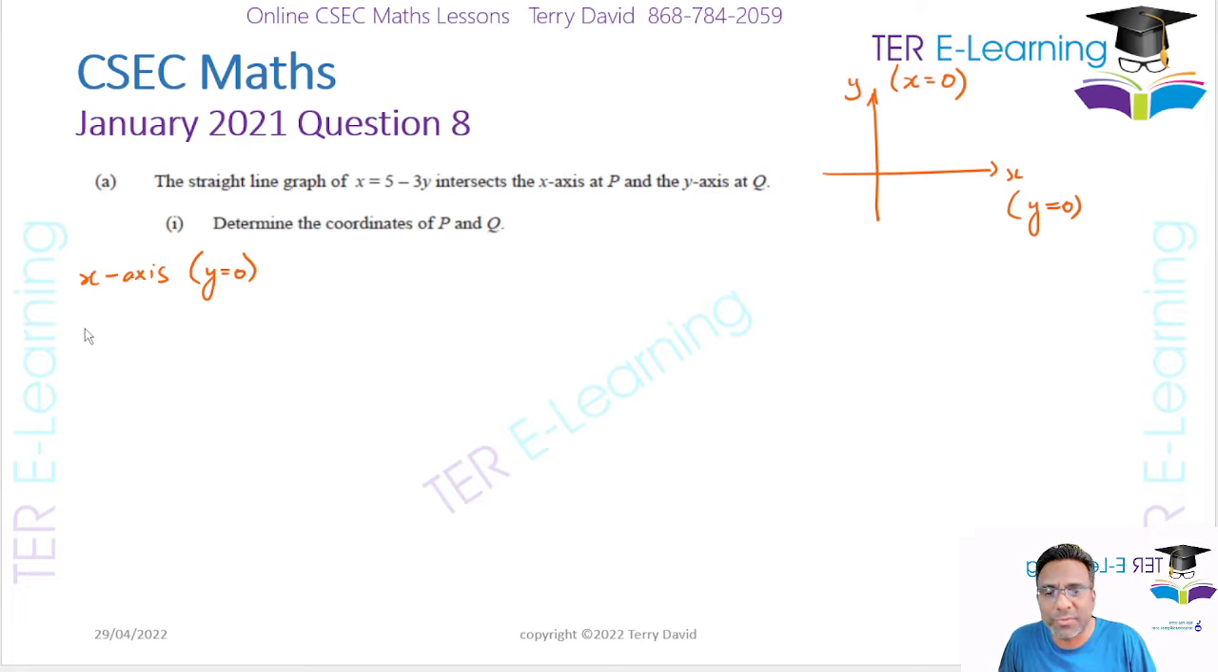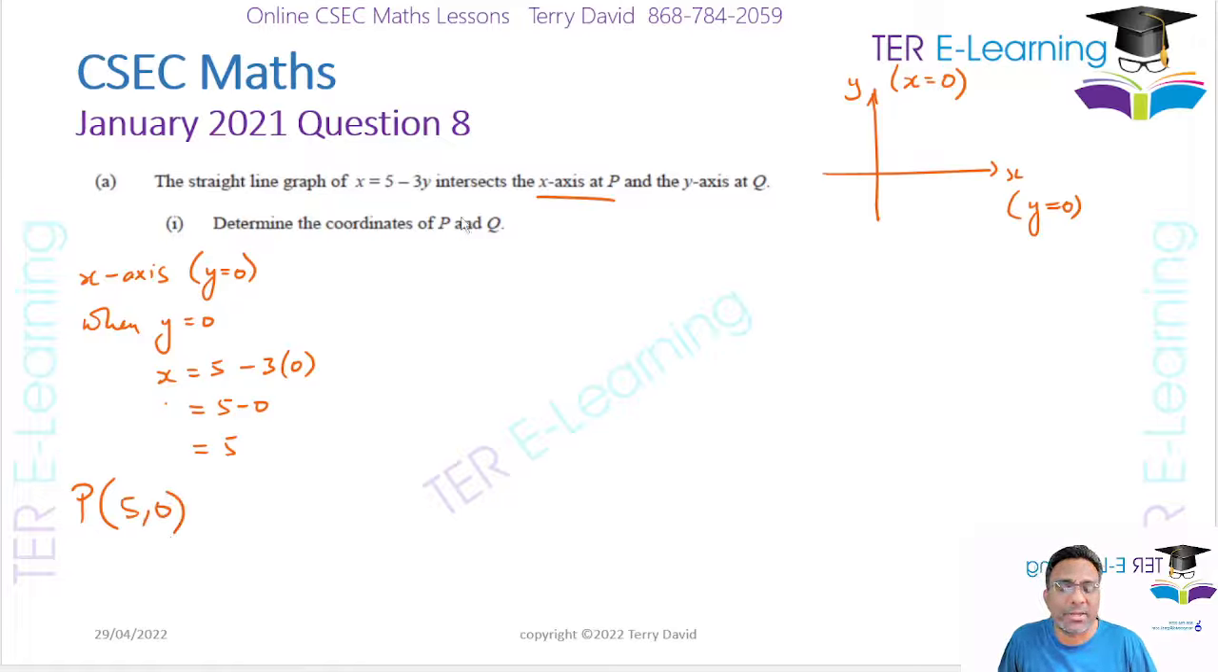So we're going to use the equation of the line. When y is equal to 0, x is equal to 5 minus 3 multiplied by 0. Therefore x is equal to 5 minus 0, so x is equal to 5. They said it's cutting the x-axis at P, so the coordinates of P are 5, 0.